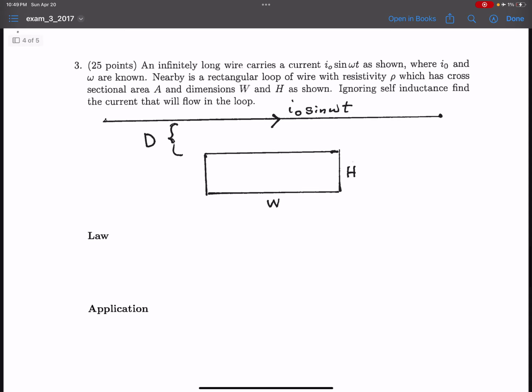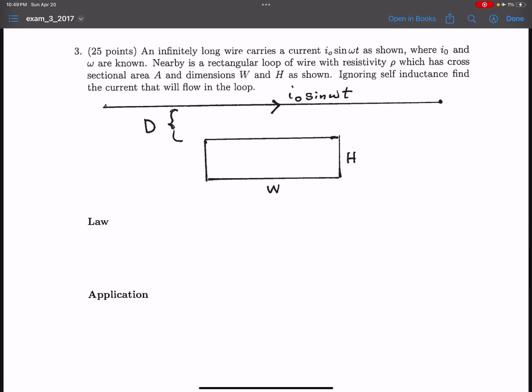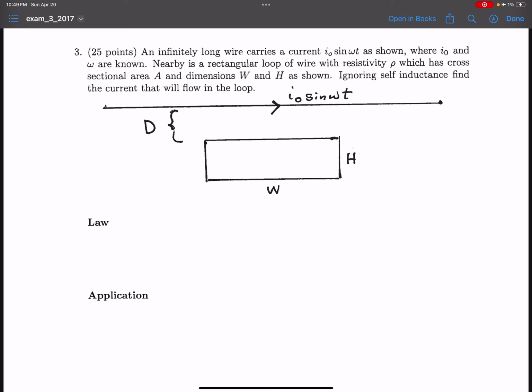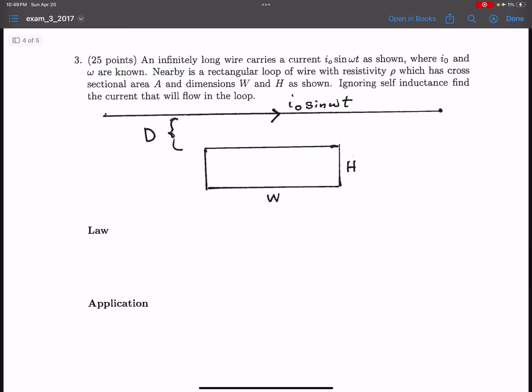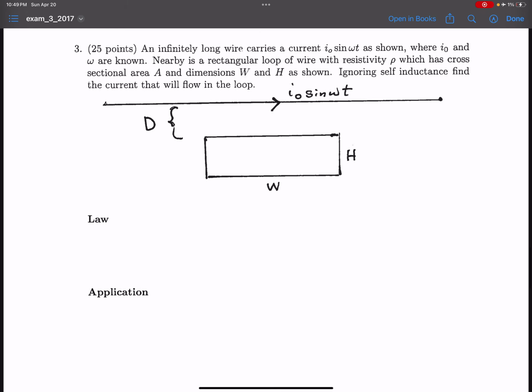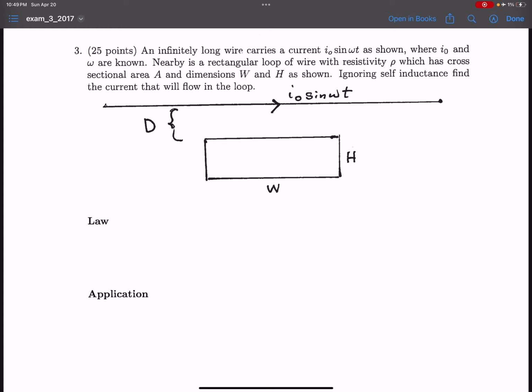Okay, so question 3. An infinitely long wire carries a current I naught sine omega t, where I naught and omega are known. Nearby is a rectangular loop of wire with resistivity ρ, which has a cross-sectional area and dimensions W and H, as shown. Ignoring self-inductance, that's important, find the current that will flow in the loop.